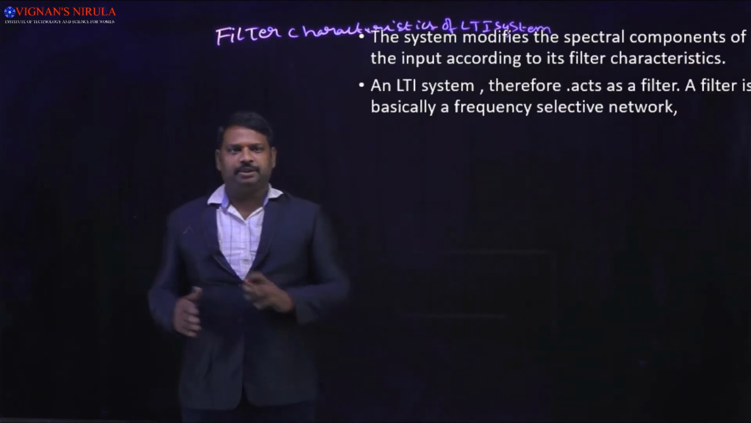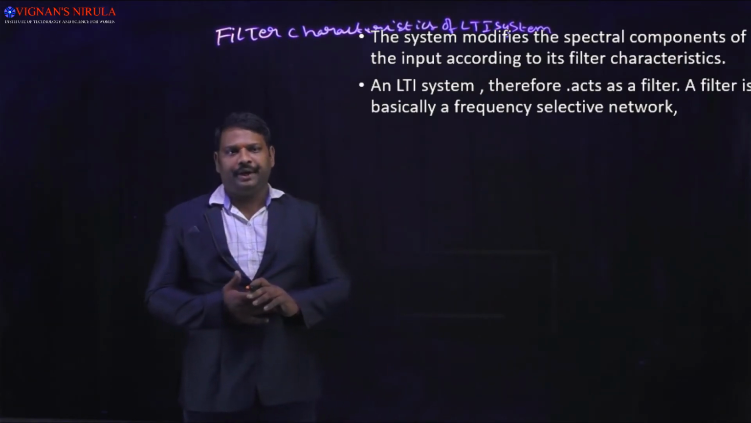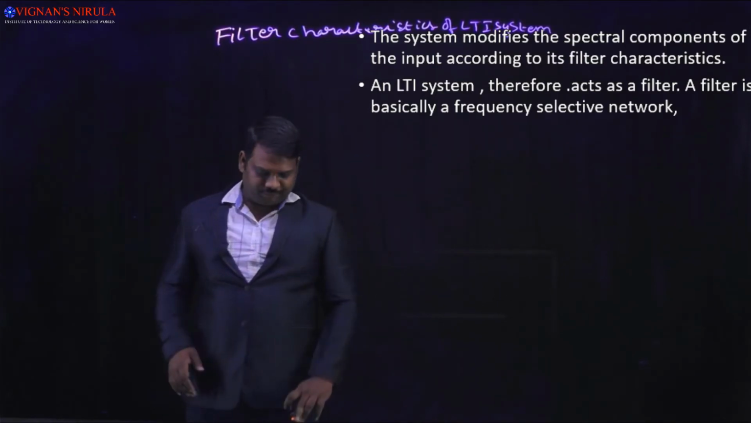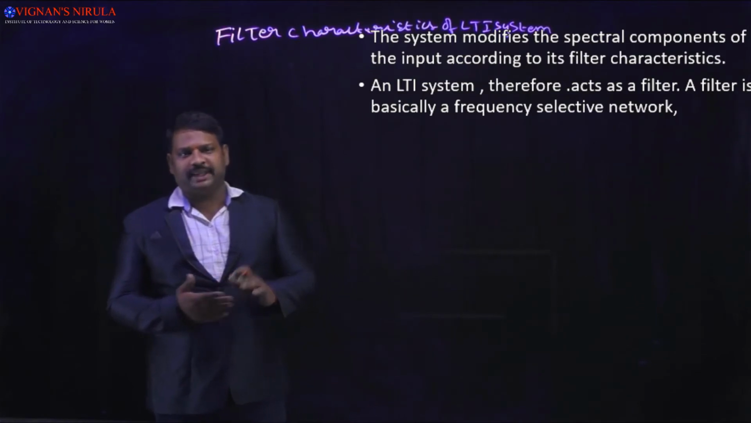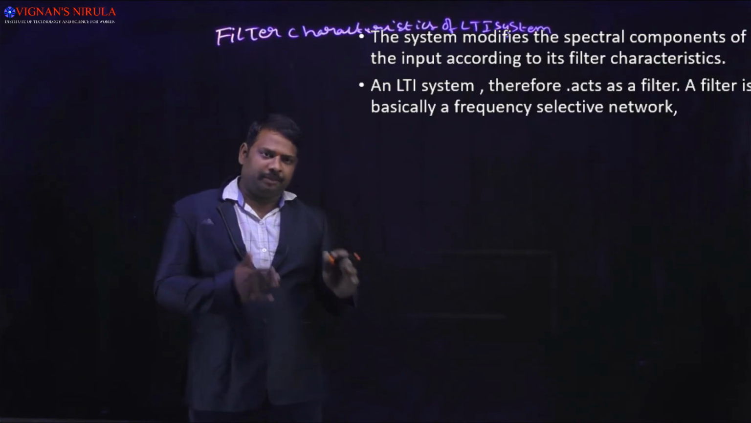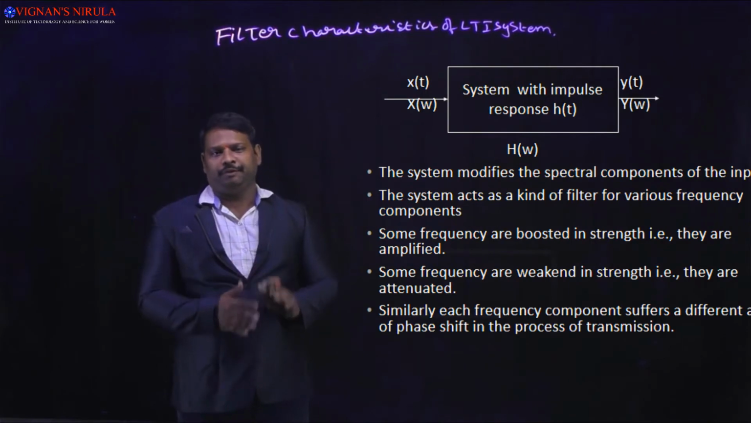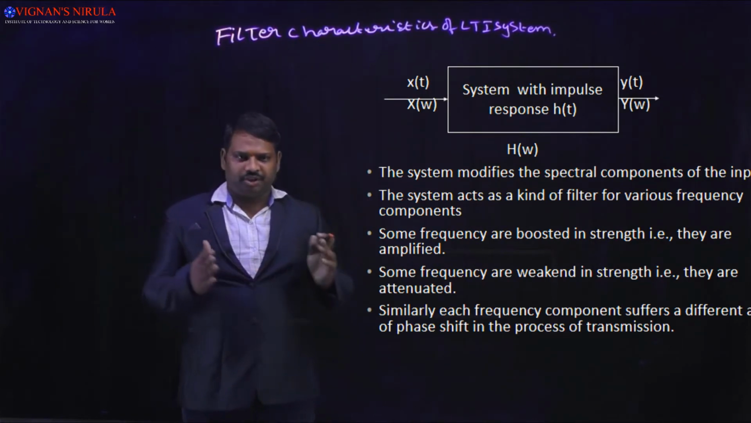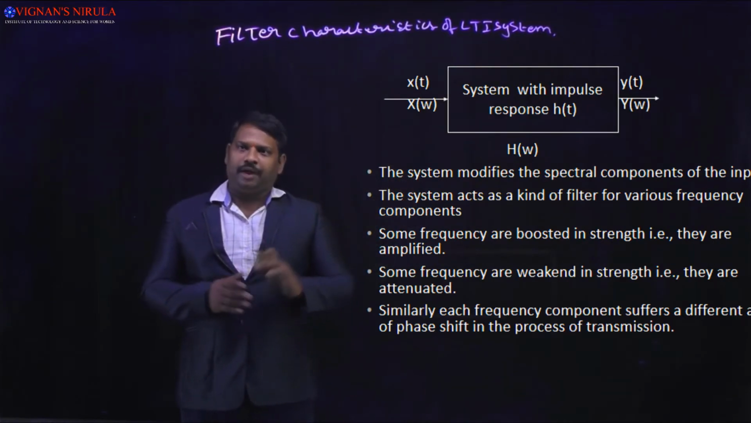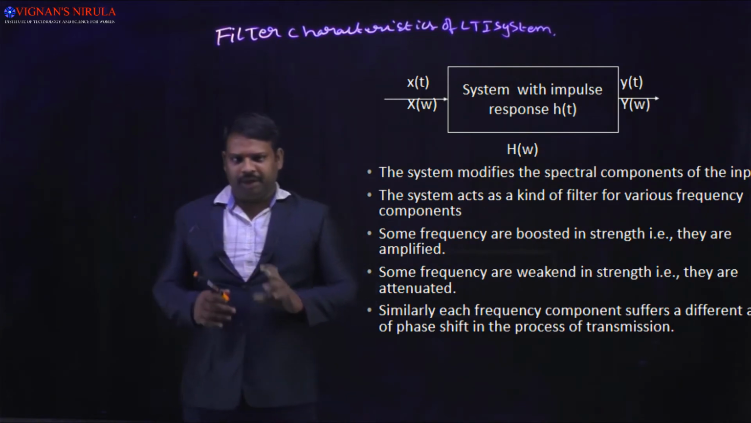Next, a system that modifies the spectral components of the input produces the filter characteristics. An LTI system therefore acts as a filter. A filter basically is a frequency selective network which will select particular frequencies and reject other frequencies. That means some frequencies will be boosted and other frequencies will be weakened or attenuated. The filter selects particular frequencies to be boosted, and all the other frequencies will be weakened or attenuated.